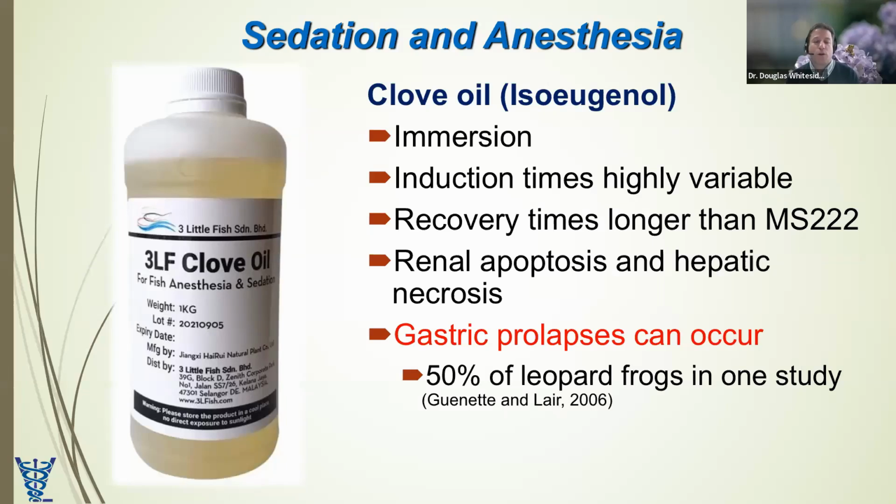And one of the other challenges with clove oil in some species is that there's actually been some pathology associated with it. So renal apoptosis and hepatic necrosis have been associated with it. And one of the reasons I really don't like using it is the gastric prolapse that can occur. In one study by Gwinnett Dallaire in 2006, in a leopard frog study, they showed that 50% of leopard frogs actually prolapsed their stomachs as a result of that. The stomachs are easily replaced, but still it can be a little bit unnerving, particularly if it happens in the presence of an owner, for example. And so for those reasons, I tend not to use clove oil.